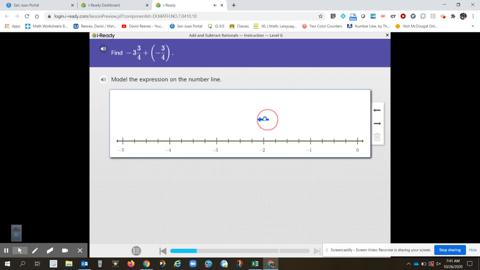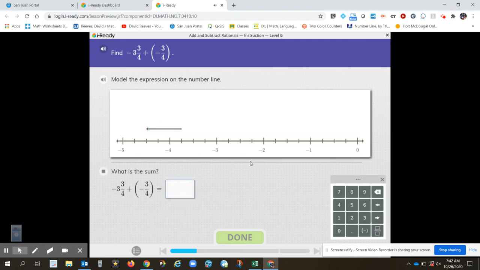So I'm going to grab this arrow. All right, there is 0 back here. There's negative 1, negative 2, negative 3, 1, 2, 3. So there is negative 3 3/4 right there, okay? And I want to go 3/4 more. Well, that's 1/4, 2/4, 3/4 right there. And where do I end up? There's negative 4, there's negative 4 1/4, there's negative 4 2/4. But actually, they just want us to mark it first, okay?